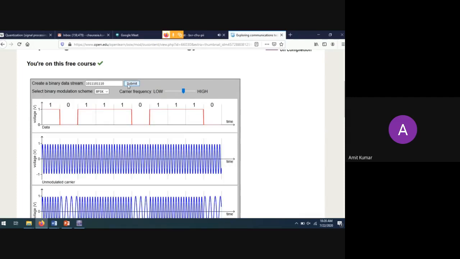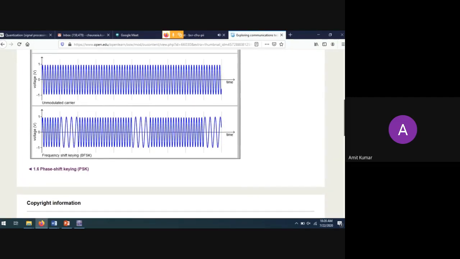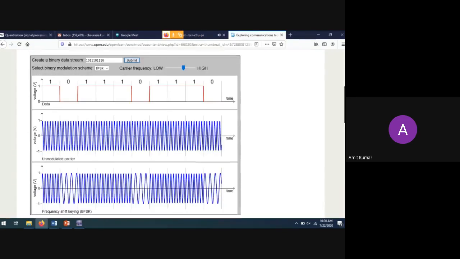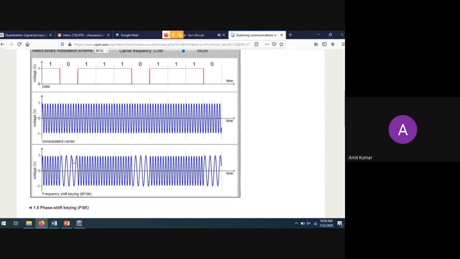So you will be able to see the FSK signal which is generated here. For 1 it will be a higher frequency, for 0 it will be a lower frequency. So whatever the carrier is, if it is 1, the same carrier frequency will be available, and for 0 it will be fc minus delta f. That frequency will be available for 0. So in this way you can generate it.